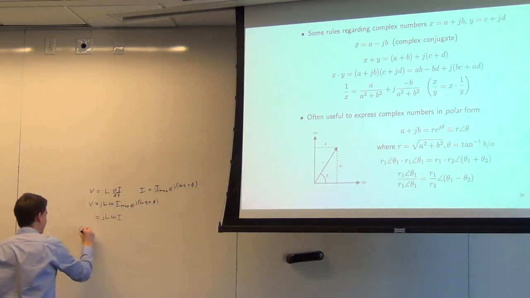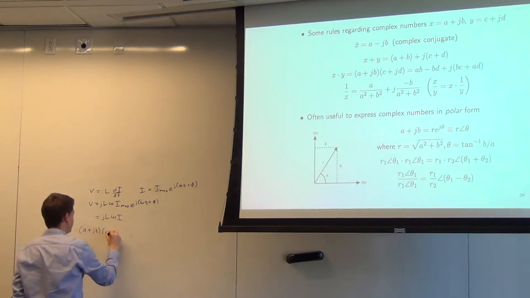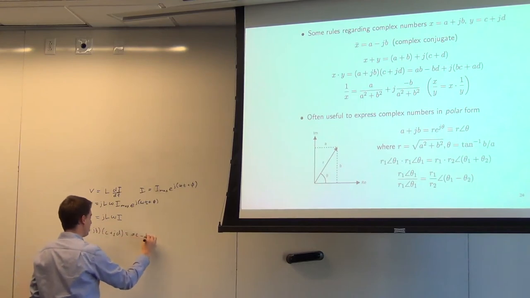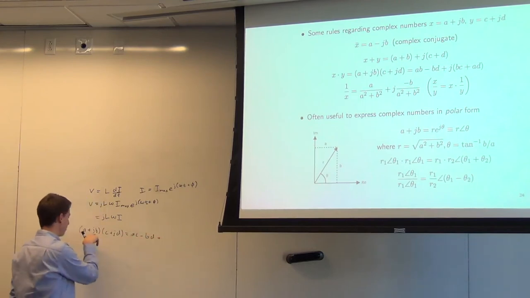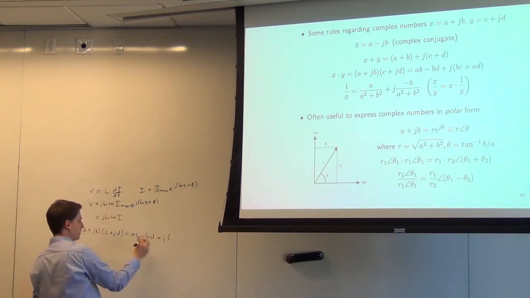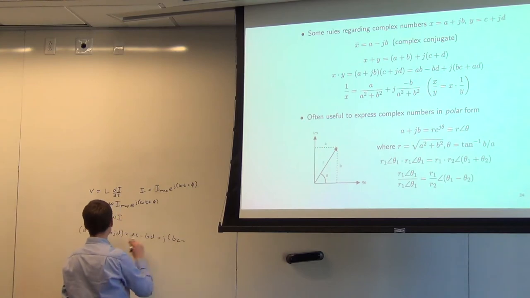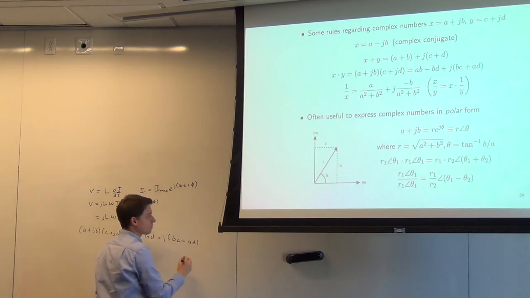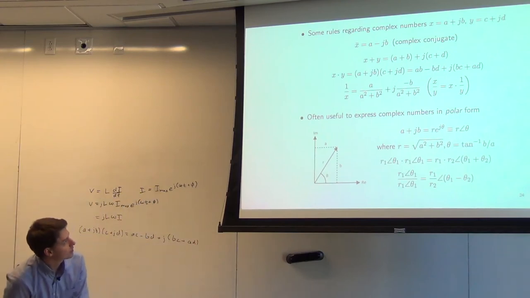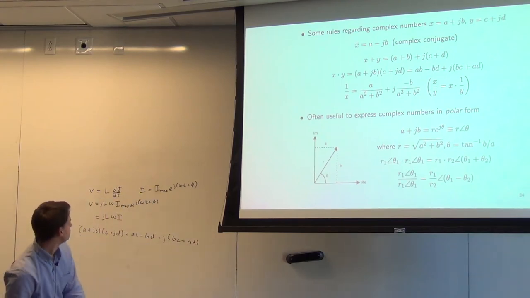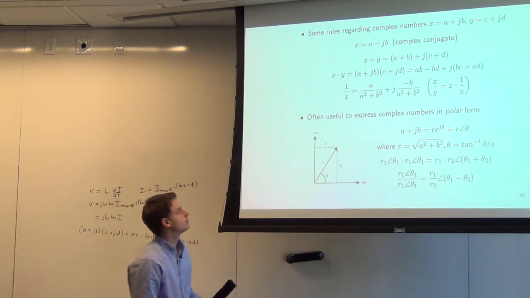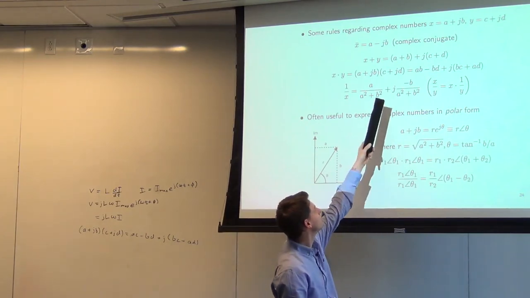So I should write it as a plus jb times c plus jd. That way, the two real parts give you ac minus bd. And then you have the two imaginary parts, which is this times this, plus this times this. So plus j times b times c plus a times d. Just that first bit, that a b there, should be an a c. Yes, sorry.